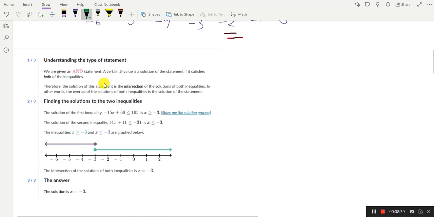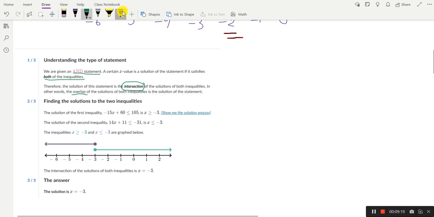All right, so let me go ahead and do step number 1 to explain what we did. We are given an "and" statement. A certain x value is a solution of the statement if it satisfies both sides of the inequalities. Okay, it needs to satisfy both sides of the inequality. Therefore, the solution of this statement is the intersection of the solutions of both inequalities. In other words, the overlap of the solutions of both inequalities is the solution of the statement.